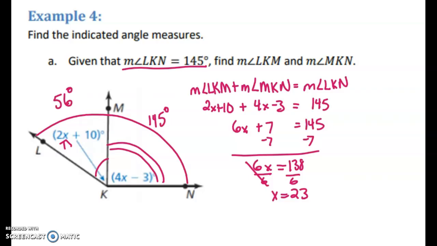And then this angle, let me just switch colors real quick. This angle right here is 4 times 23 minus 3, and that is 89 degrees. And one check you can do is, together they're supposed to equal 145. So 56 plus 89 is 145.